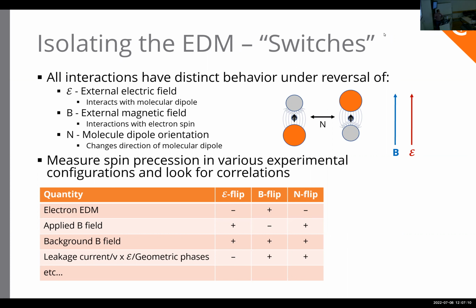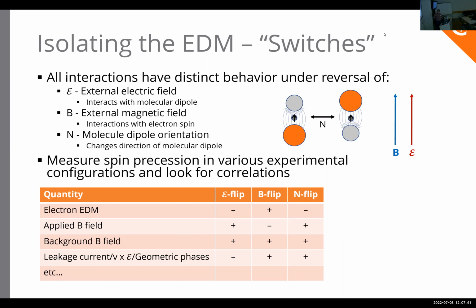But then you can keep going, right? You can start applying imperfections. What's the signature of an imperfection, like a background magnetic field? You can shield away the field as well as you can, but it's not going to be zero. It's going to be something. What's the signature of that? Well, because there's some constant static field, it should basically never change. Whether you change N or E or B, that background spin precession is just some constant offset. So that should be even under reversal of these switches.